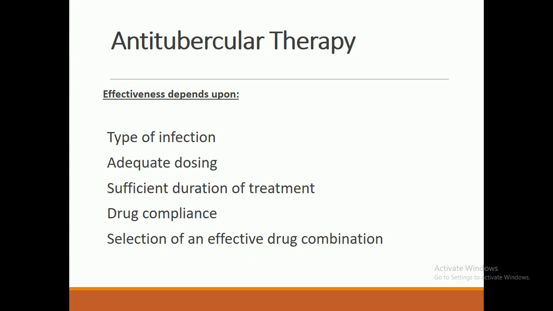Now look at the anti-tubercular therapy. The effectiveness depends upon the type of infection. The effectiveness also depends upon adequate dosing, sufficient duration of treatment, and drug compliance, that is, whether the patient properly follows the medication of the physician or not, and the selection of an effective drug combination. So it also comes under the category of effectiveness.